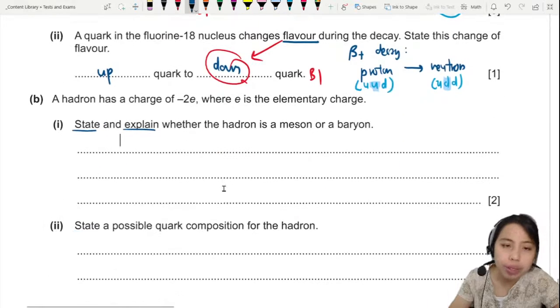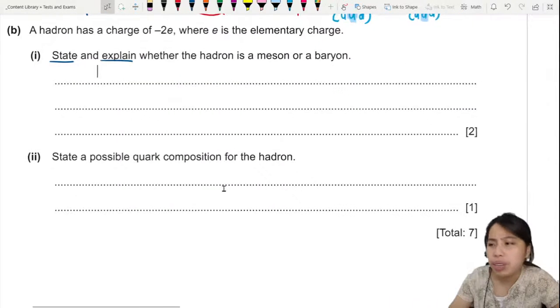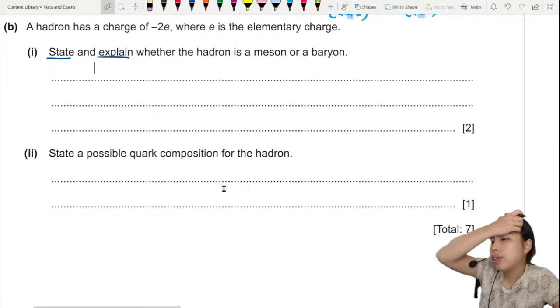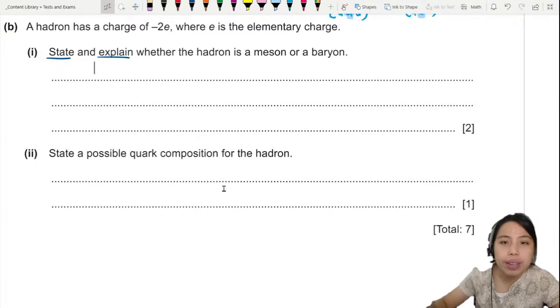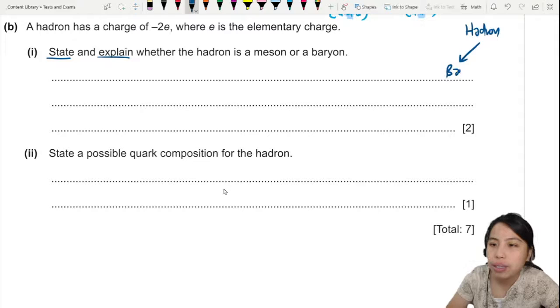Oh my goodness, all these terms. So a quick revision note. These are like classification names. You know, you have the animal kingdom, plant kingdom. But in physics, we go particle kingdom. In the hadron kingdom, there are 2 classes. One is a baryon class. One is a meson class.